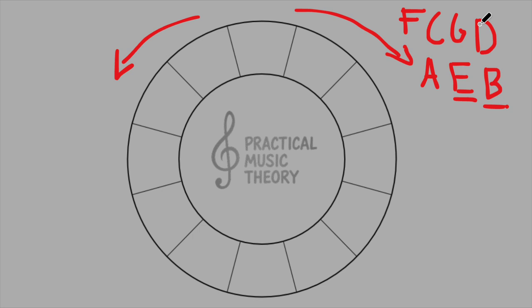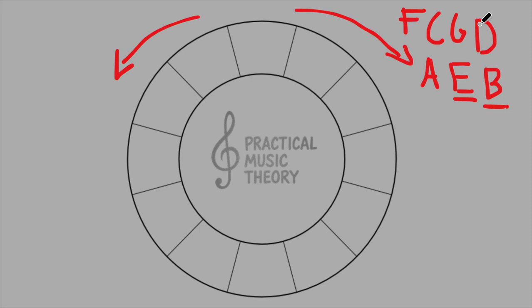Again, the order of sharps is FCGDAEB, fat cats get down and eat burritos, and the order of flats is BEADGCF, or bead, greatest common factor. Great, and we'll see how that plays a factor in keys momentarily.